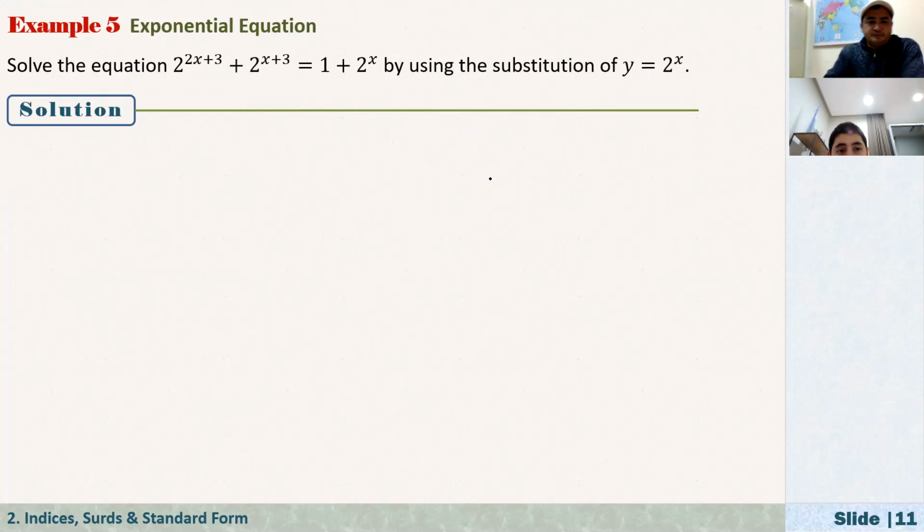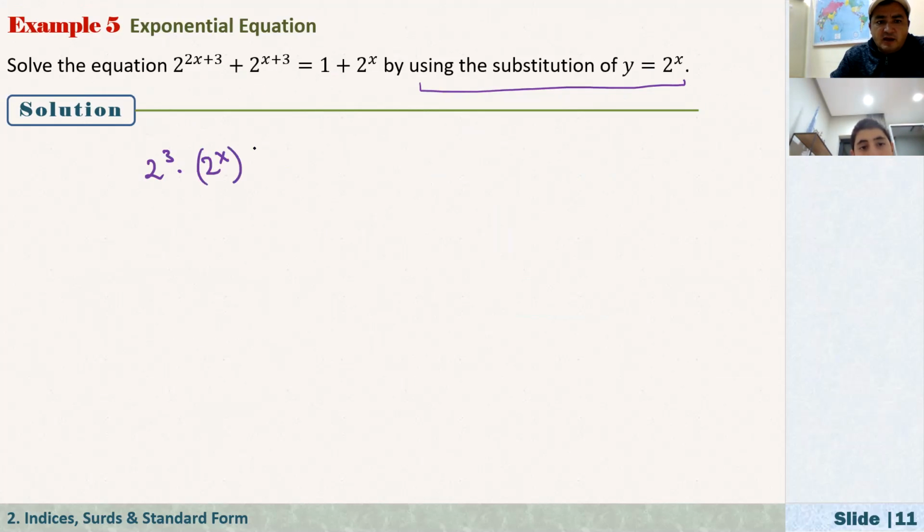Let's solve another question. Solve the equation by using the substitution of y. Even if this part is not given, we should be able to solve using this method, right? Introducing a new variable. So here, if y is equal to 2 to the power of x, then what do we have here? In the first part I have 2 cubed times 2 to the power of x, and here we have squared plus, here we have 2 cubed times 2 to the power of x. On the right hand side, we have 1 plus 2 to the power of x.